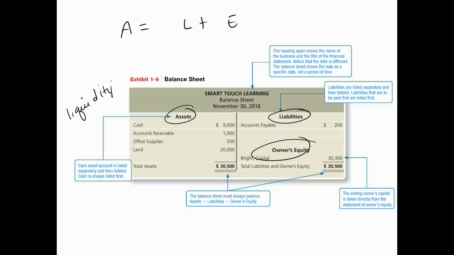Land, for example, would be tougher to sell. It would take a lot longer for you to turn that into cash, so it's less liquid, so it goes at the bottom.